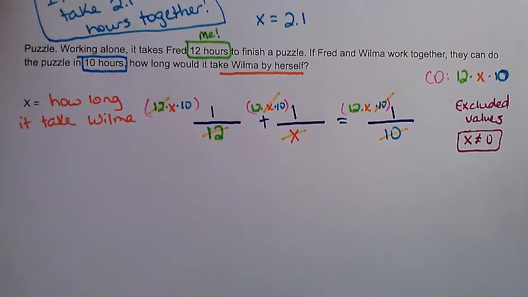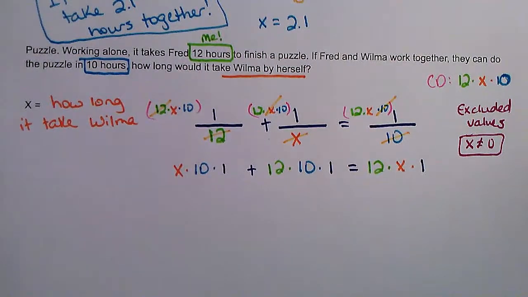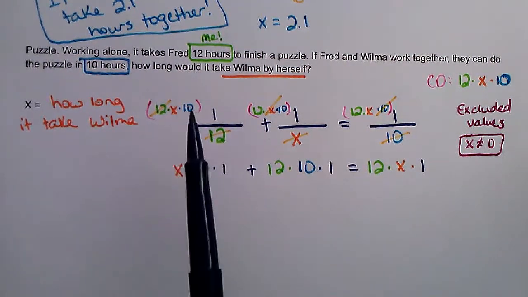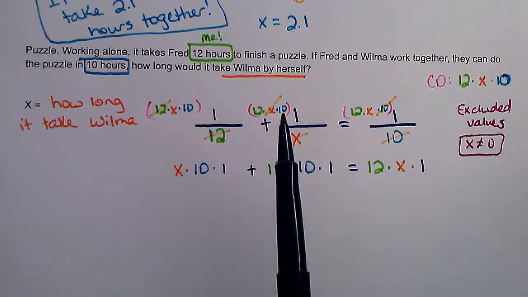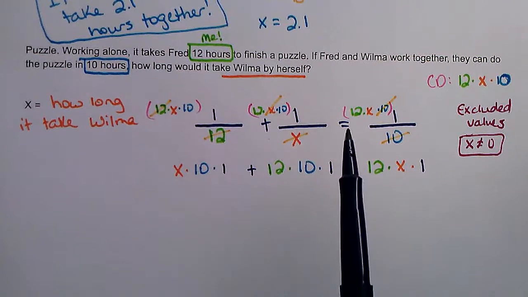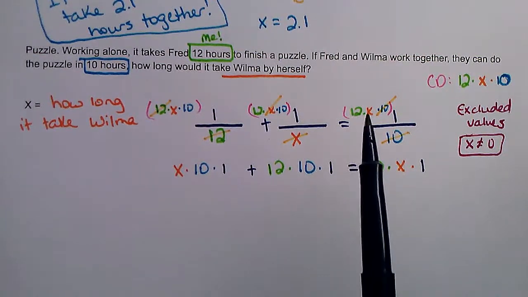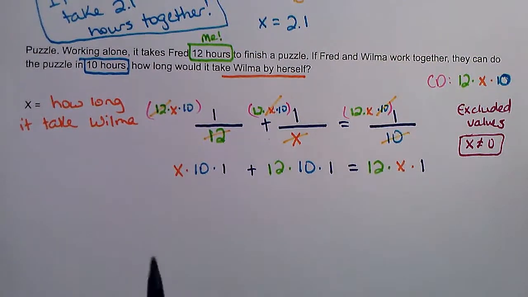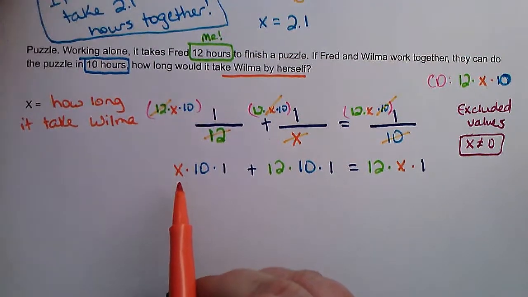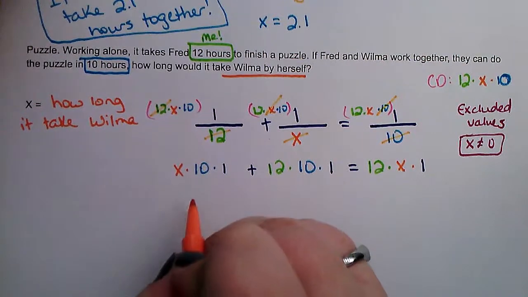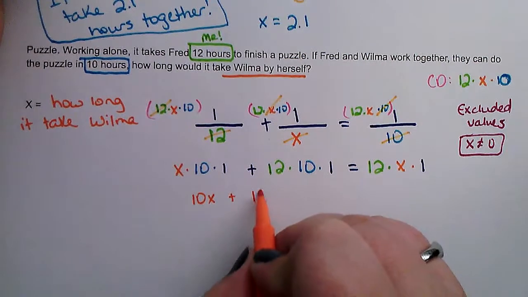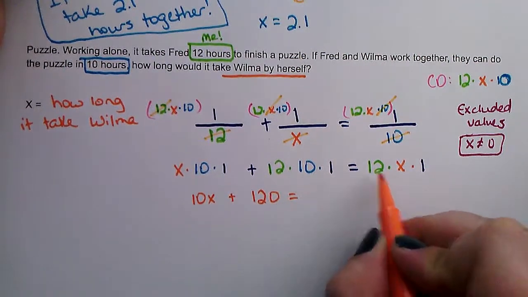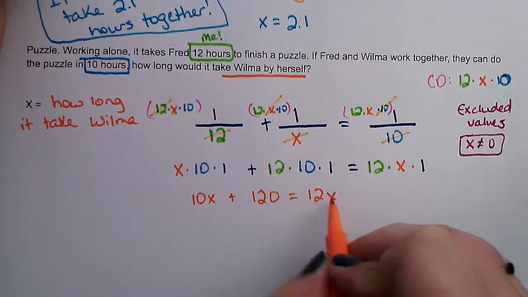Now let's write what's left. So what's left in the first fraction is the X and the 10 and the 1 from the numerator. Then we brought down our plus sign. What's left in this fraction is the 12, the 10, and the 1 from our numerator. And after the equal sign, the 12 and the X and the 1 from our numerator, after we wrote down what all canceled. So now let's multiply this together. So 10 times X times 1 is 10X. 12 times 10 times 1 is 120. 12 times X times 1 is 12X.